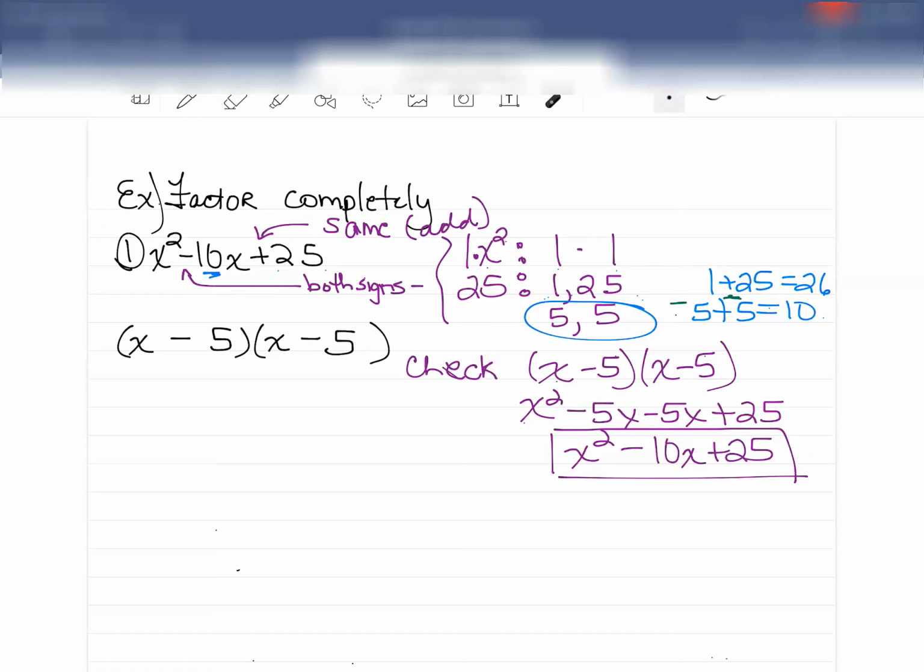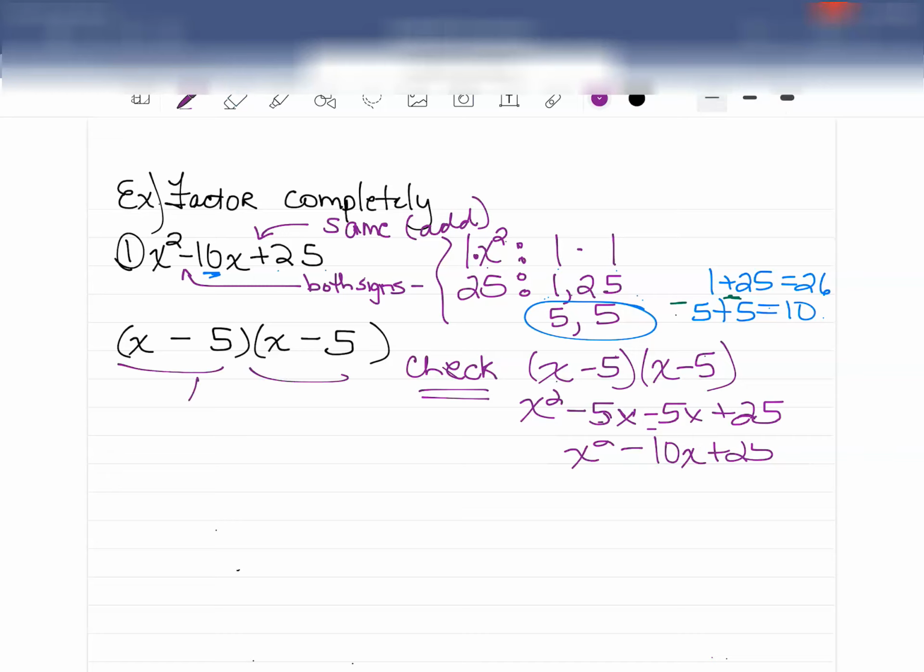Once I see that my check works, and I really should not have boxed off my check, once I see that my check matches the original problem, then I know what I have is correct. So this is almost my final answer. I told you there was 2 things to check. That's the first thing I checked. The second thing I need to check is to see if any of these match. And these 2 match.